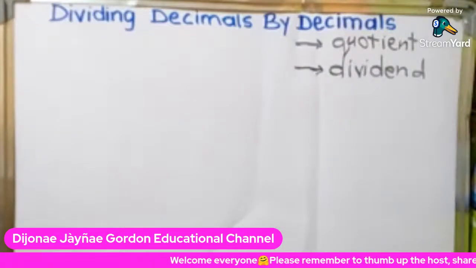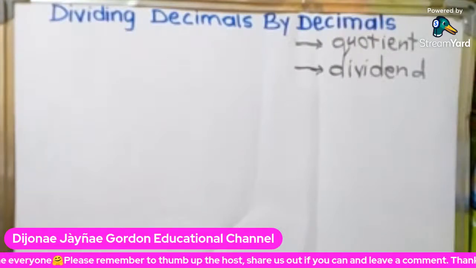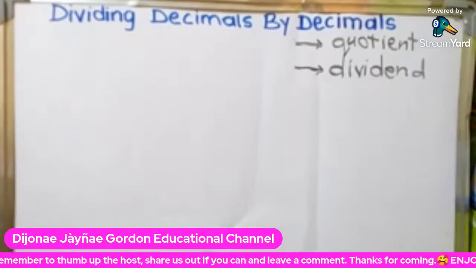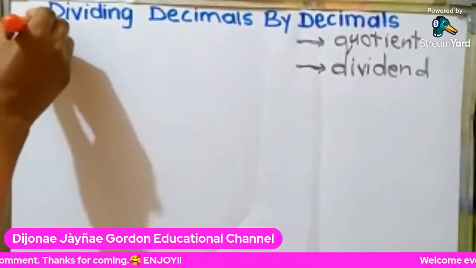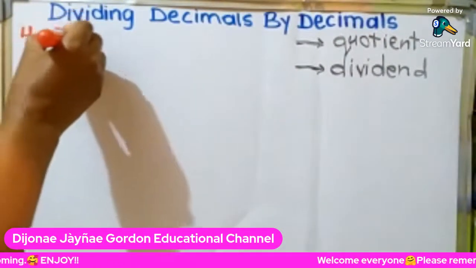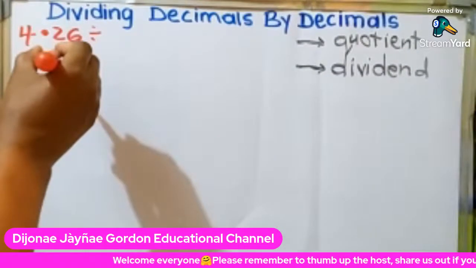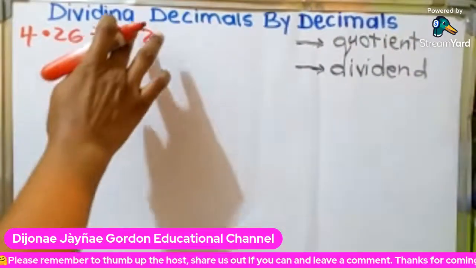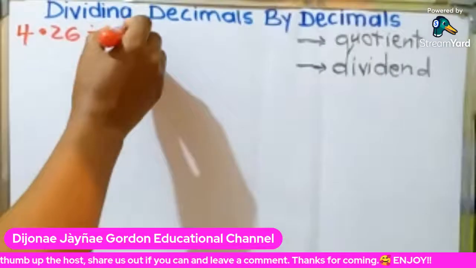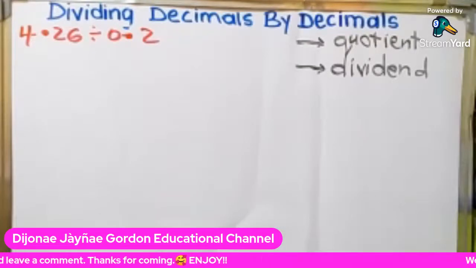All right. So the next problem we're going to be doing now is 4.26 divided by 0.2. That's the problem we're going to be working now. So let me write it right here. 4.26. Of course, we're dividing by 0.2. All right. So let's go right ahead, and of course, we're going to work this problem.